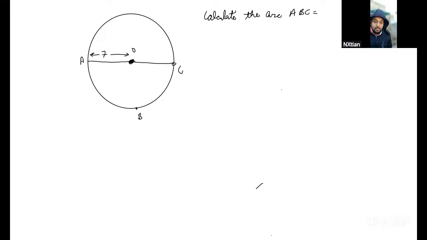Joshua, you got the answer? See guys, it's a diameter, so in that diameter we consider this center angle as 180 degrees, because a diameter is a straight line and a straight line creates 180 degrees. So it's basically theta upon 360 into 2 pi r. Theta is 180 by 360, into 2 pi, which is pi, 22 by 7 into r. Now you have to simply solve this.